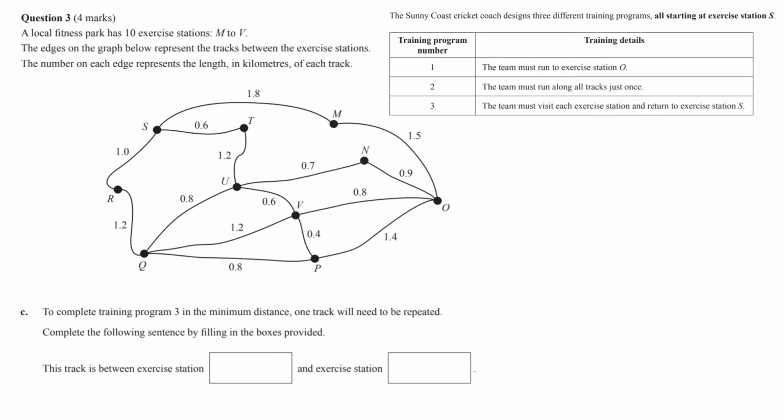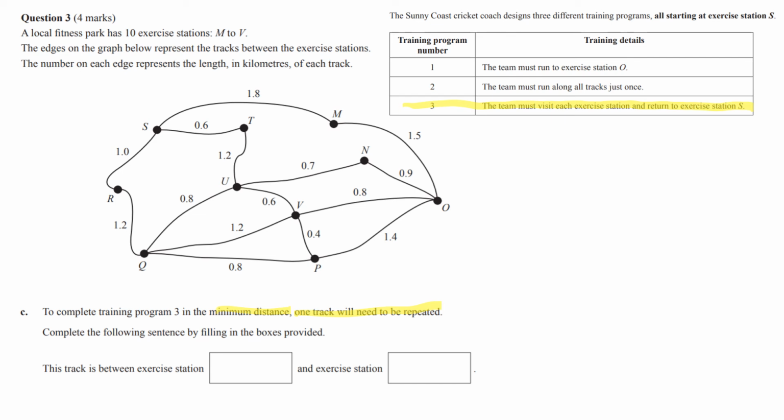All right, this one was a little bit trial and error when I tried this, so I'll just show you some trial and error. So we must visit every exercise station and return to S. But we need to do that in the minimum distance. One track will need to be repeated. So it's not asking you to find the minimum distance. It's just saying if you do the minimum distance, you've got to repeat one track. I think they're a bit mean in the comments on this. They said many students were unable to demonstrate an understanding of the requirements of this question. I think it was just that they couldn't figure it out.